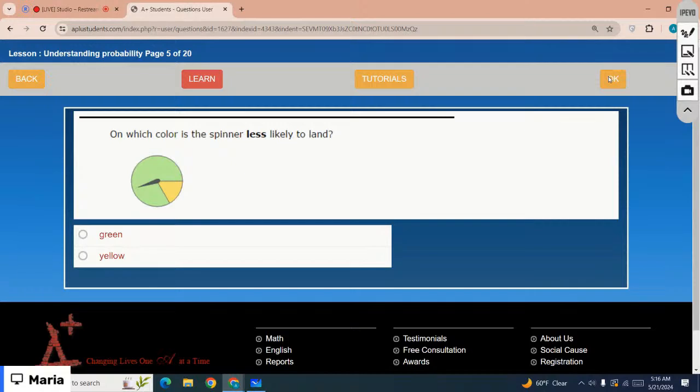On which color is the spinner less likely to land? Which is the correct option? The correct option is yellow.